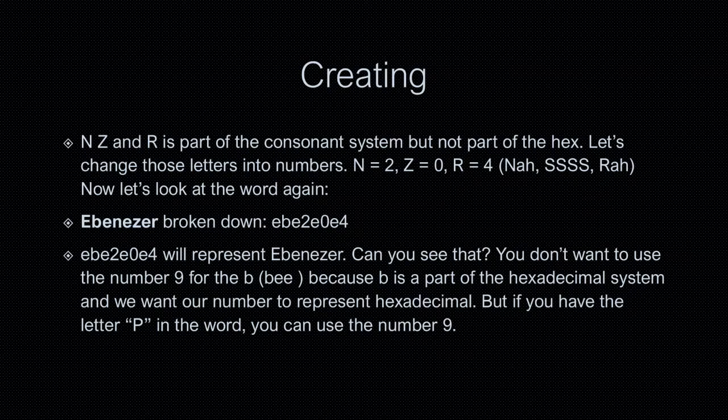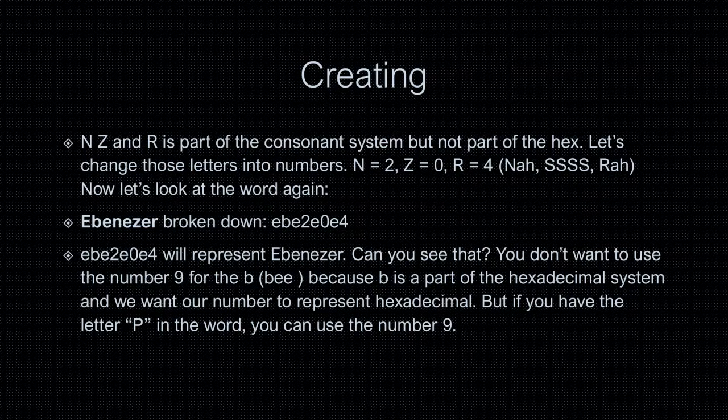So let's look at the word again. Ebenezer broken down: EBE2, E0, E4. EBE2, E0, E4 will represent Ebenezer. You'll be able to look at that and you should be able to see. Can you see it? Ebenezer.